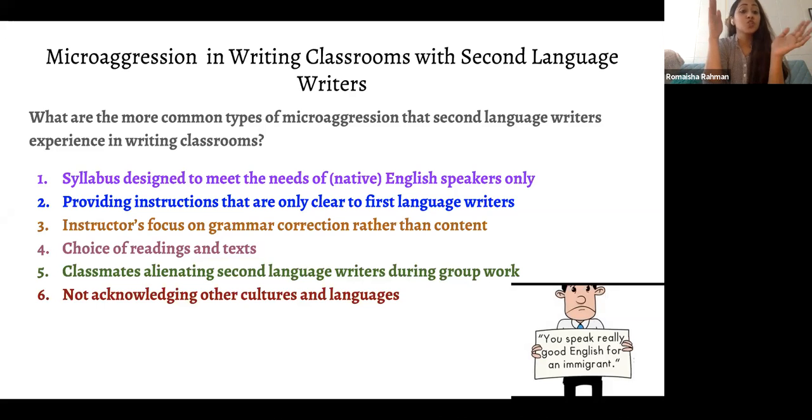So maybe assigning them shorter text, because a lot of students don't like reading very long text. So assigning them shorter text so that they can read it every day. And in the process, they can learn the language too, or the grammar structure of English. Choice of text, obviously including more authors of different cultures and different languages.